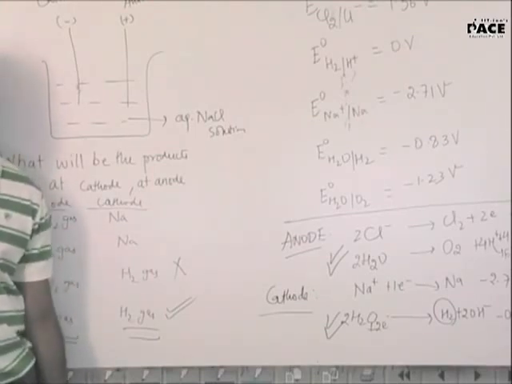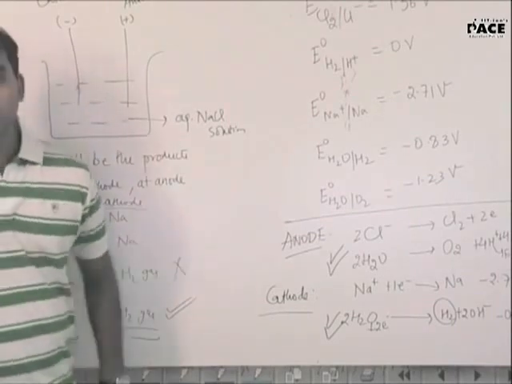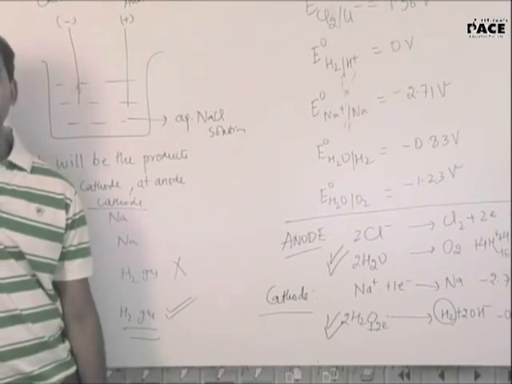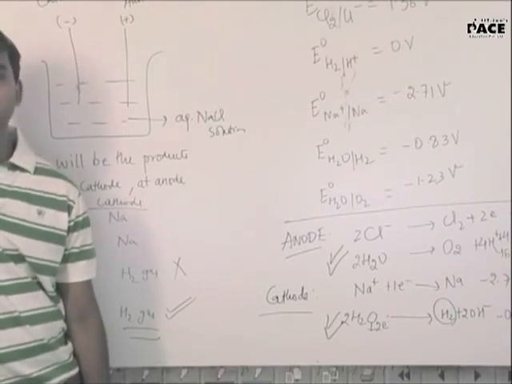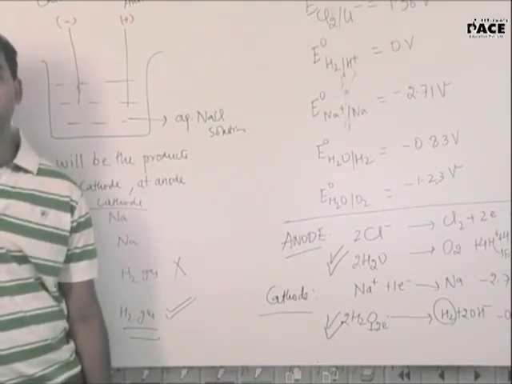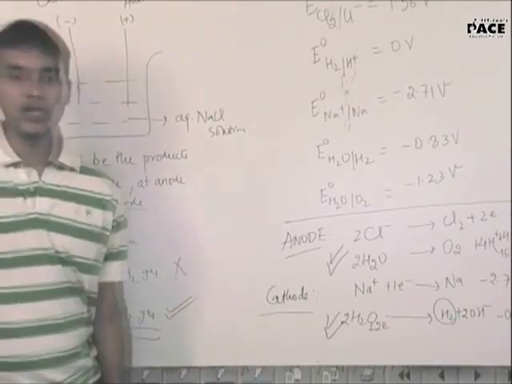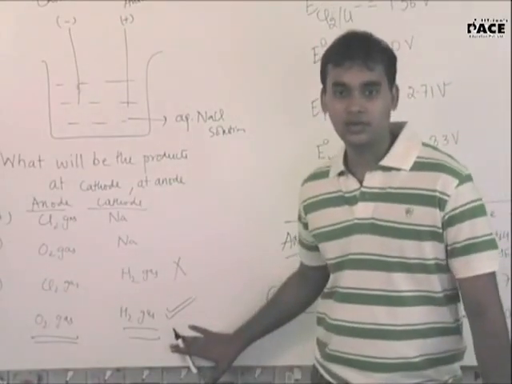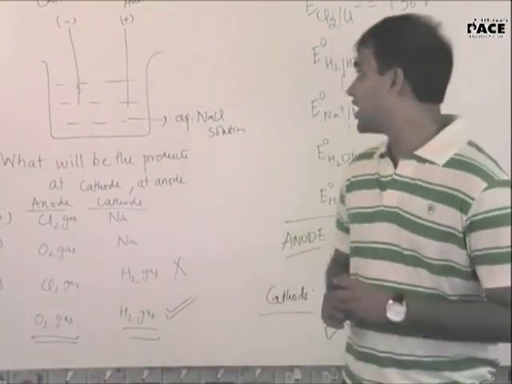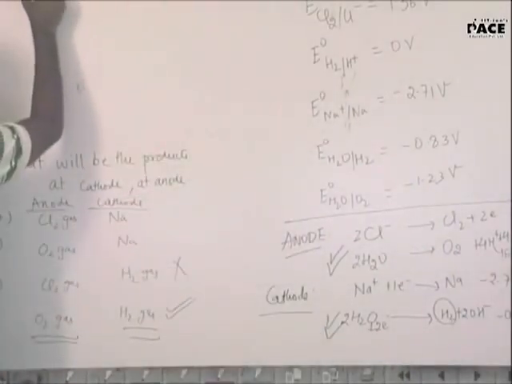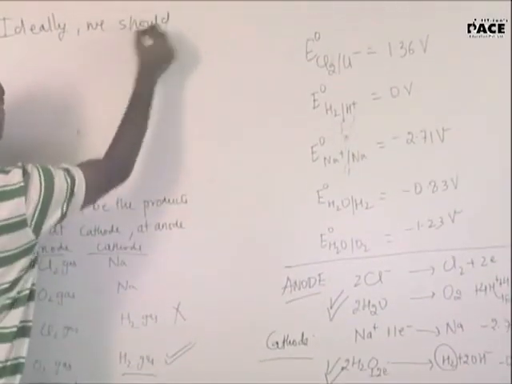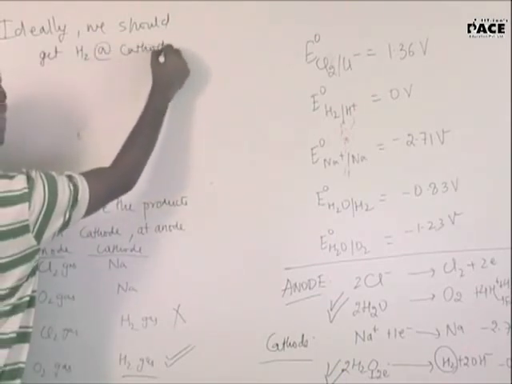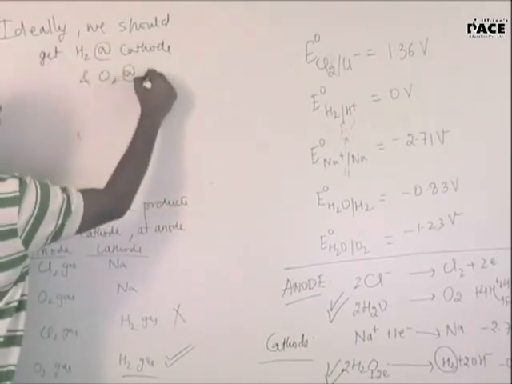Yes. In the application of SOP and SRP, at the anode that reaction will occur which has the higher SOP, and at the cathode that reaction will occur which has the higher SRP. But now there is going to be some catch in this also. This is your ideal answer, right? Ideally, we should get H2 at the cathode and O2 at the anode.